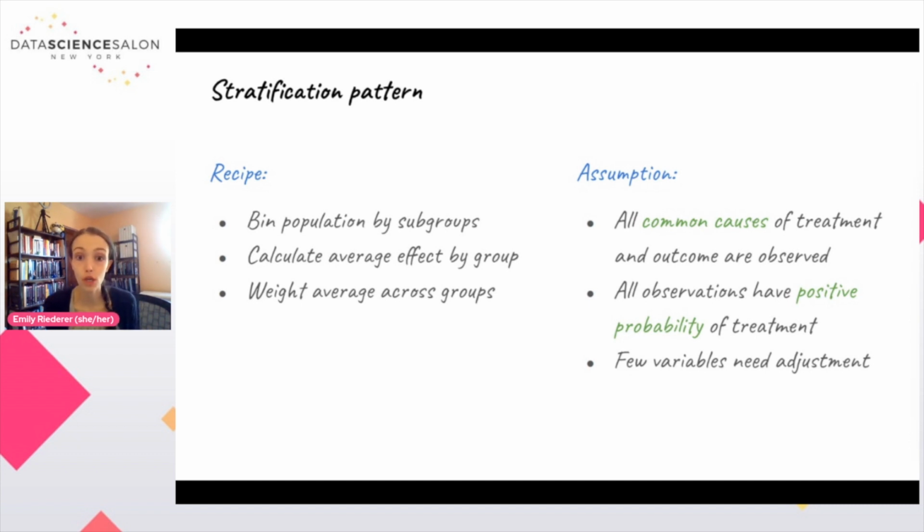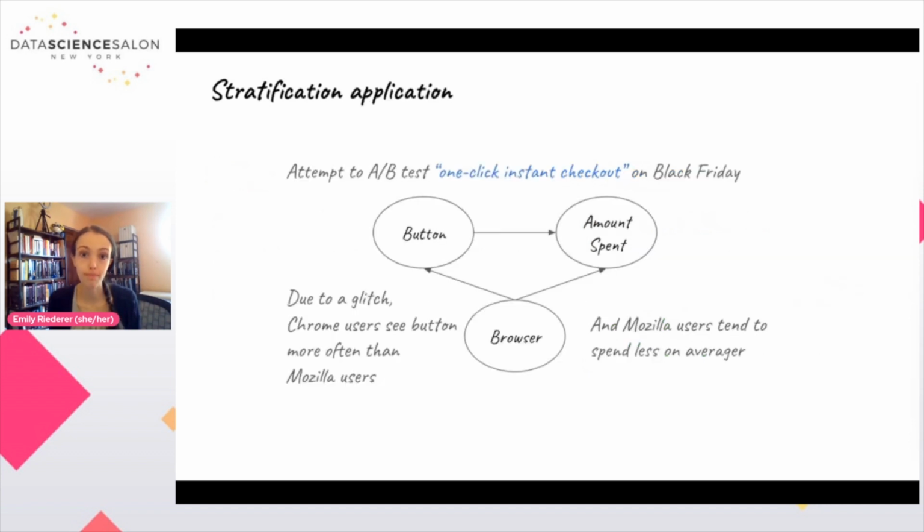This works so long as we can stratify on all those dimensions that capture the important common causes of our treatment assignment and the outcome, and so long as all strata have both some treated and untreated observations within them. So as an example here, imagine that we run an e-commerce platform and try to A/B test a one-click instant checkout experience on Black Friday.